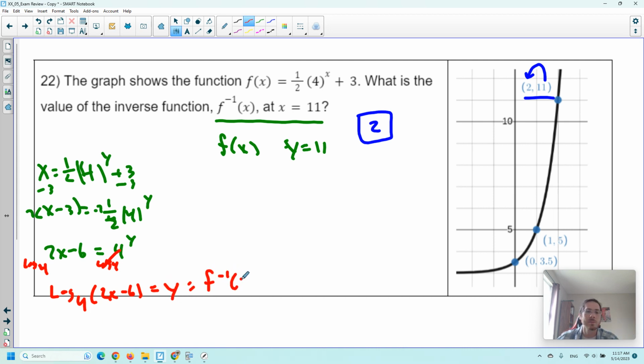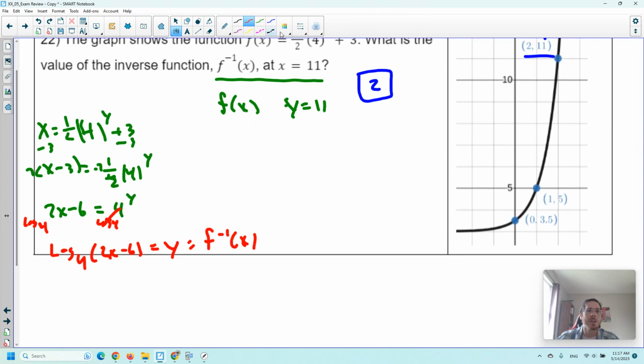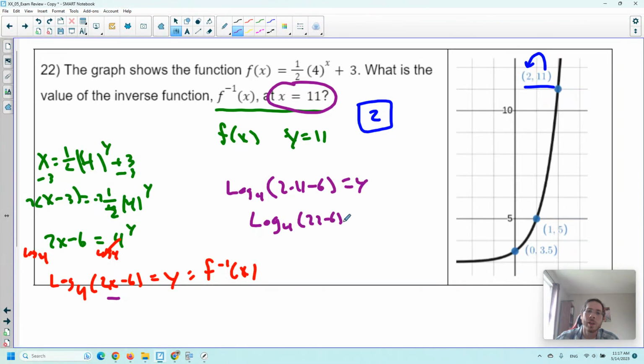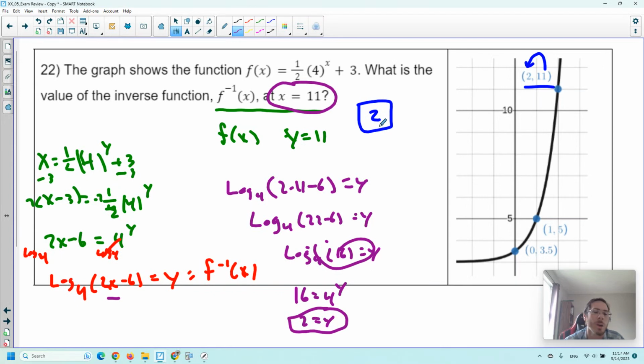inverse of x. And then we need to find out what's happening at x equals 11. Oops, we'll scroll up actually. So we're going to plug 11 in for this x. So we'll do log base 4 of 2 times 11 minus 6. So log base 4 of 22 minus 6. Log base 4 of 16. And if we want, we could plug this into a calculator. We could also go ahead and say 16 equals 4 to what power? So 2 is y just by logic. We also end up with 2 that way.